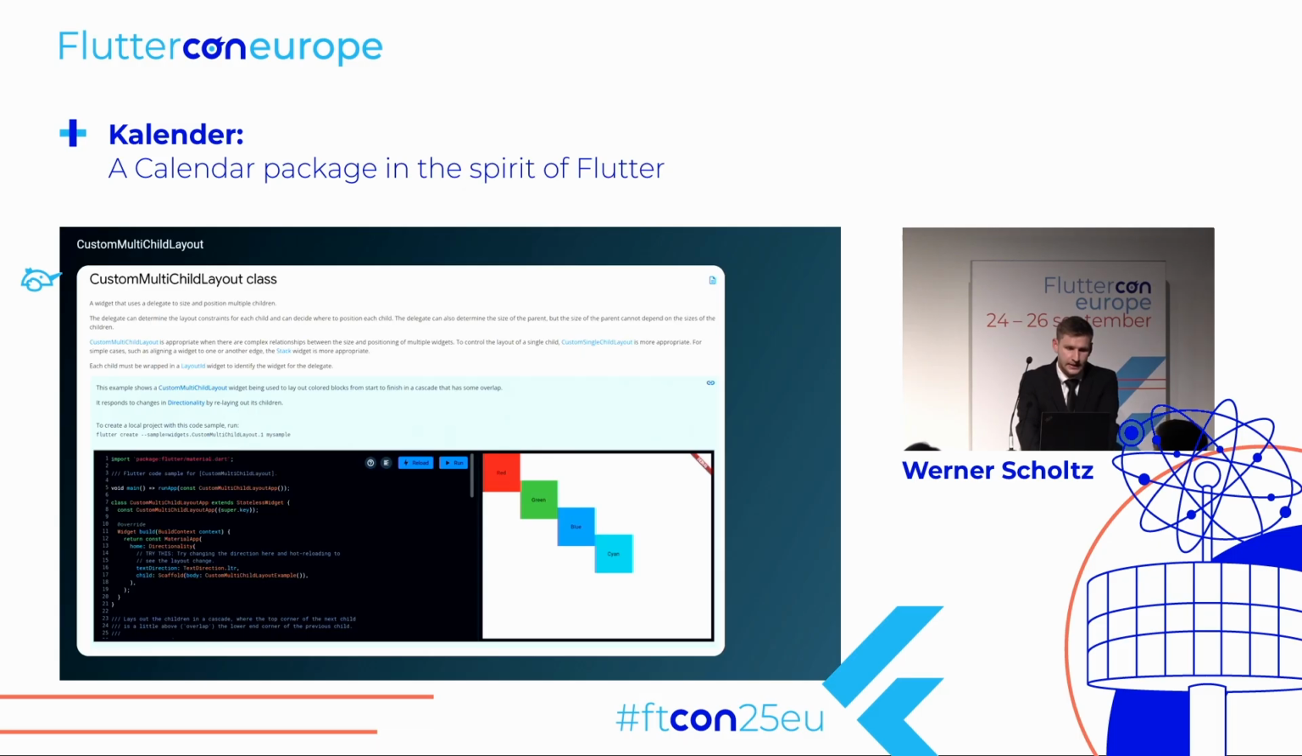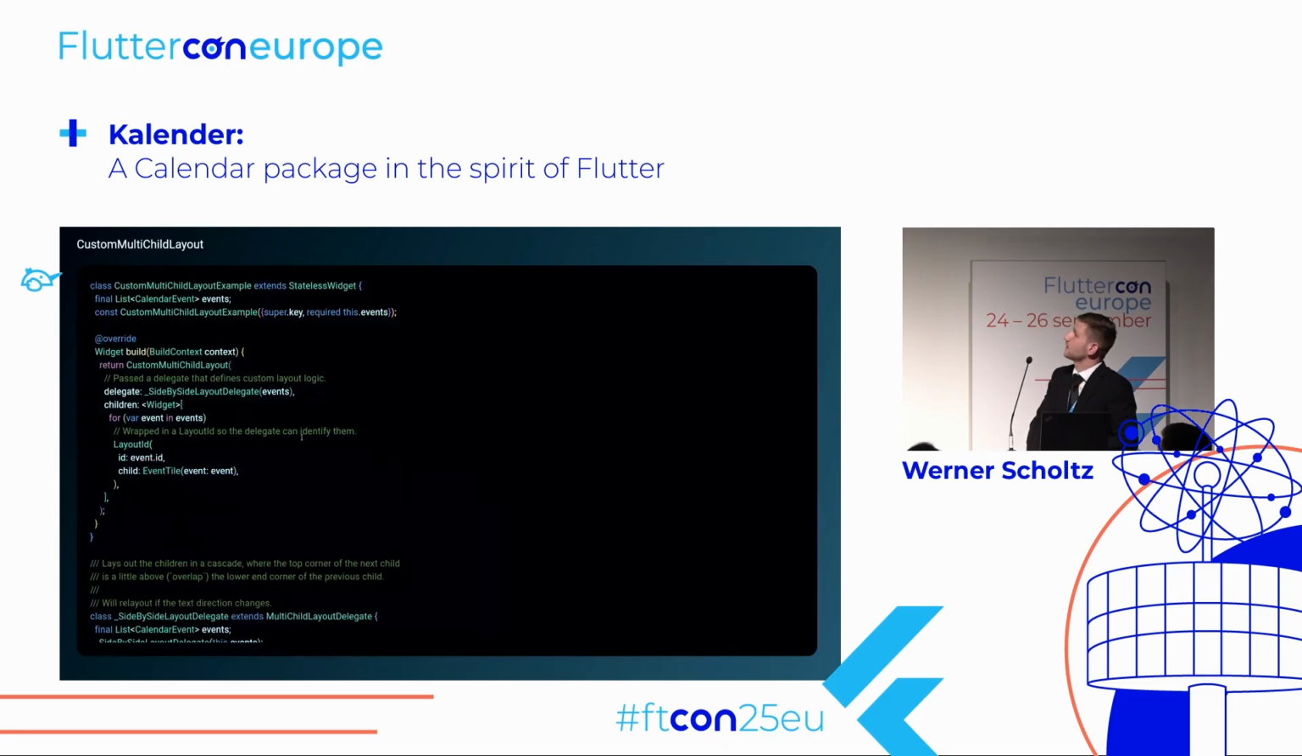So basically I use the custom multi-child layout widget for this. I just want to read a small part of the documentation here. It's appropriate when there are complex relationships between the size and positioning of multiple widgets. So just to show you what this actually looks like in code. Now I'm not going to explain all of this. I'm just going to give you a high-level overview.